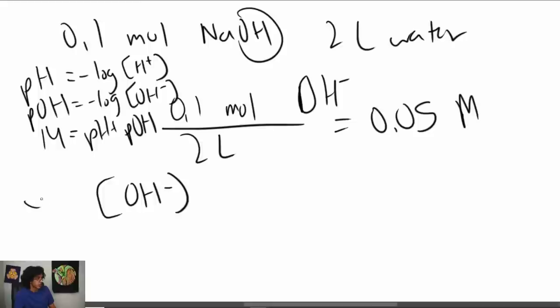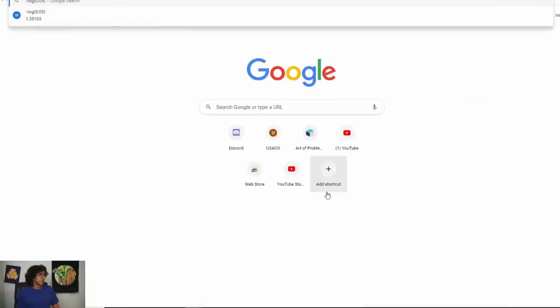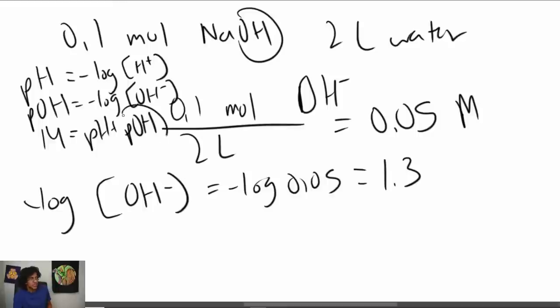We want to take a negative log of this, and that is equal to negative log of 0.05. Let us find that out. Negative log of 0.05, and we get 1.3. And now we have pOH. So now we could use another equation. We've already used this one, so we don't want to use it again. The only one that remains that has pOH is this one, so that's what we use next. We do 14 minus 1.3, and we get 12.7.